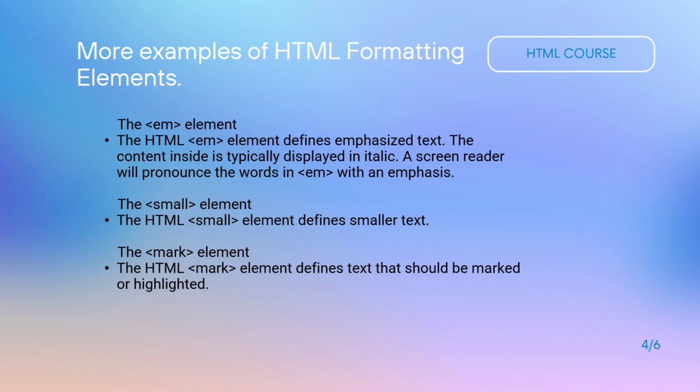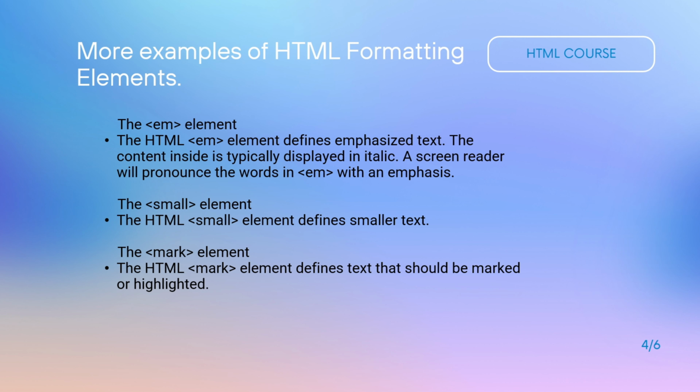The M element. The M element is used to emphasize text. It is usually displayed in italic. A screen reader will pronounce the words in the M element with an emphasis. The small element. The small element is used to display smaller text. It is often used for notes, copyright text, or site information.